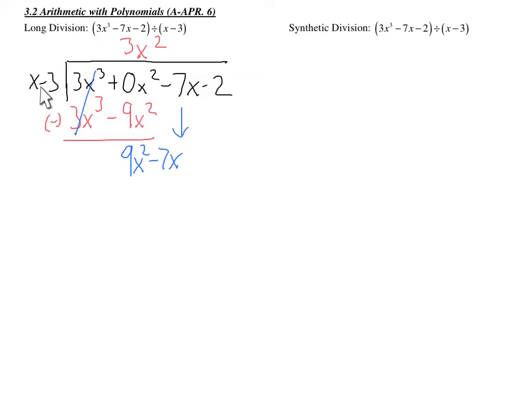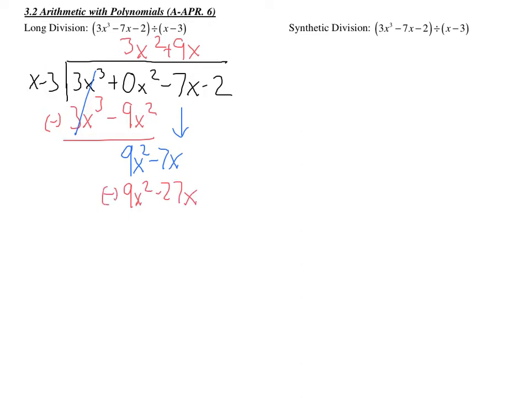Okay, so what times x now gives you positive 9x squared? Well, wouldn't that be x times 9x? So I'm going to go up here and put a 9x above the x. So positive 9x. It's always important that your x squareds are in this column, your x's are in this column. That's kind of important. Anyway, so 9x times x is 9x squared, and 9x times negative 3 is negative 27x.